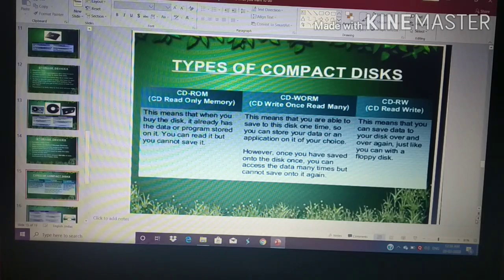Now CD-RW. This means that you can save data to your disk over and over again, just like you can with a floppy disk. That means here you can save your data on the disk as much as you like, again and again. You can write again and again, okay, just like in a floppy disk. And nowadays in a flash drive, that means our pen drive, we can read the data again and again, and if we do not need the data we can delete it and store data again. So that is the CD-RW.